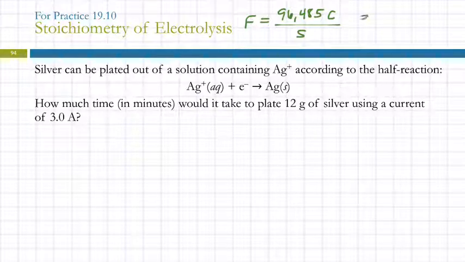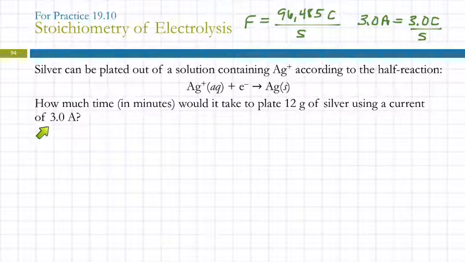Here we've got 3 amps of current. That's equal to 3 coulombs per second. So we have some information here. Approaching this as a dimensional analysis problem, we need to figure out where we're starting and where we're going to end up. There are 2 numbers given in the problem, 12 grams of silver and 3 amps. We need to remember that an amp is actually coulombs per second.